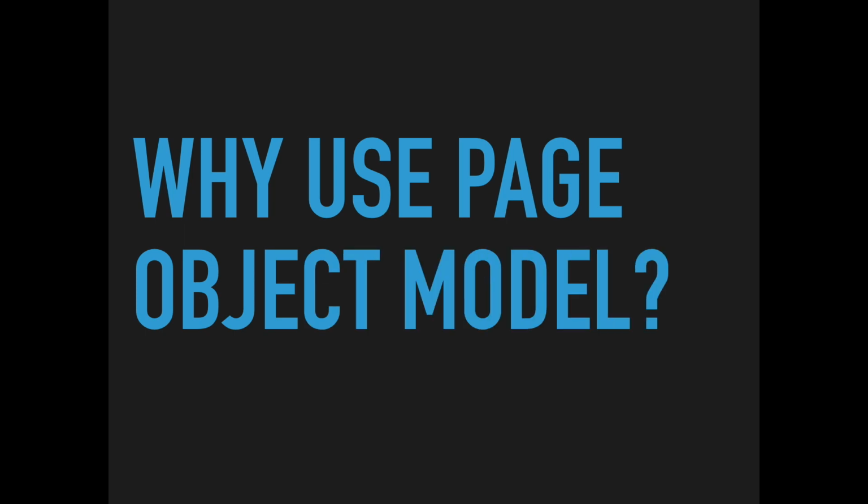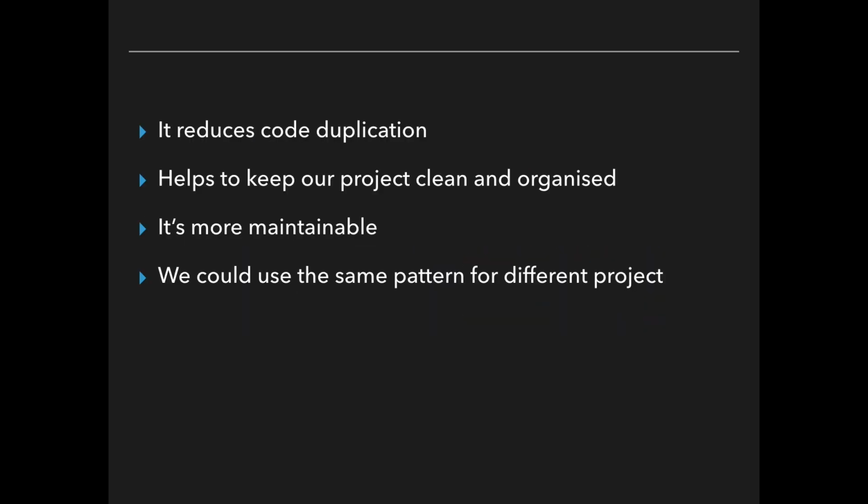Why would we use this page object model? First, as I said before, it will reduce the code duplication. If I will want to reuse this code, I will have one method that will identify the element for me. Also, it helps to keep our project clean and organized. It's more maintainable.